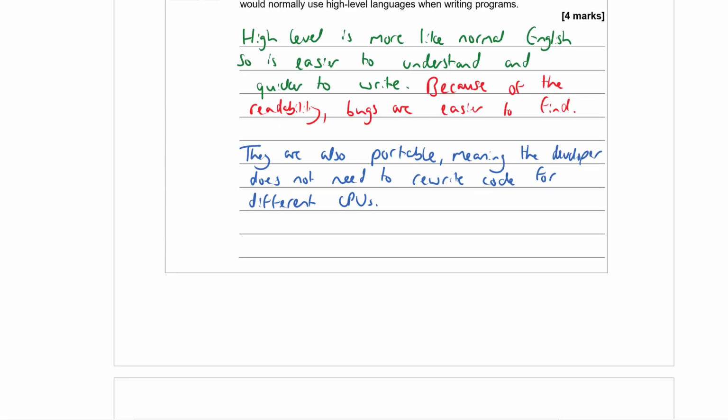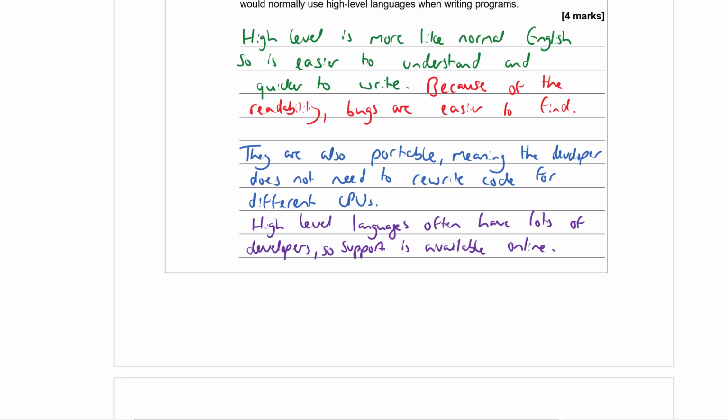And let's make a final point. The high-level languages tend to have more support online because they've got more developers. If you're programming for quite a niche CPU, the assembly code might not have much documentation, which again makes things a little bit harder. So there are some reasons.